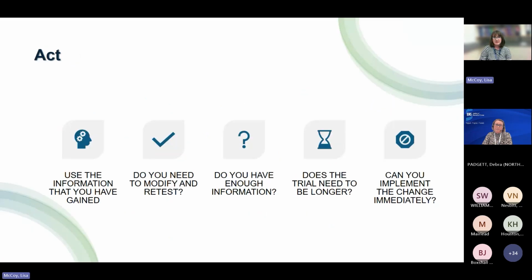In the act phase, you need to use the information that you have gained. Do you need to modify or retest? Do you have enough information? Do you need to trial the cycles for longer? And can you implement the change immediately?